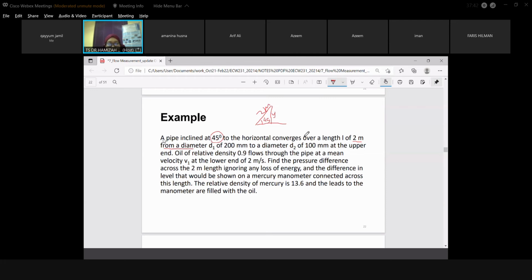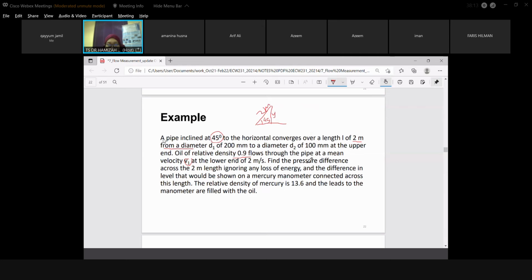Diameter is given. The fluid inside the pipe is oil. They also give you the velocity at point 1, but we don't know the velocity at point 2. So this one you can calculate lah. Maksudnya 200 mm, velocity dia 2 meter. Kalau 100 mm, berapa velocity dia?